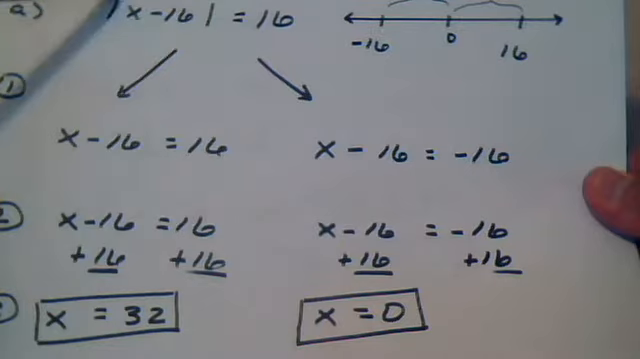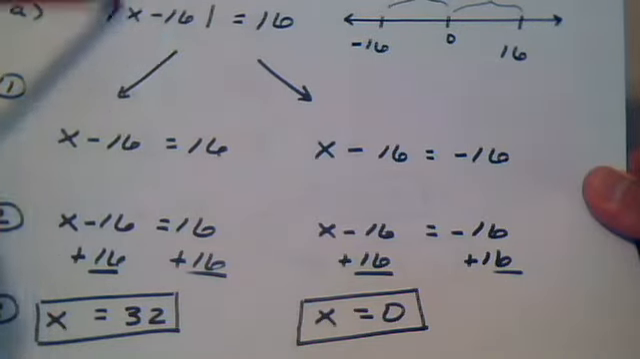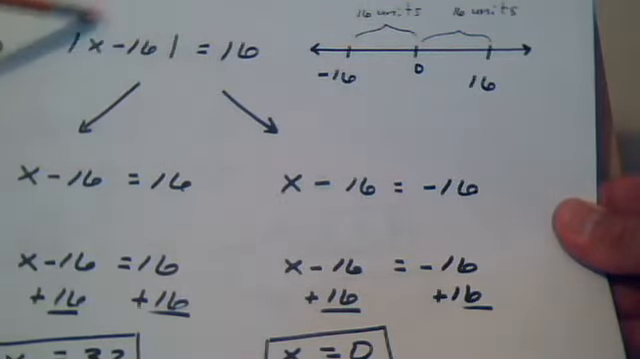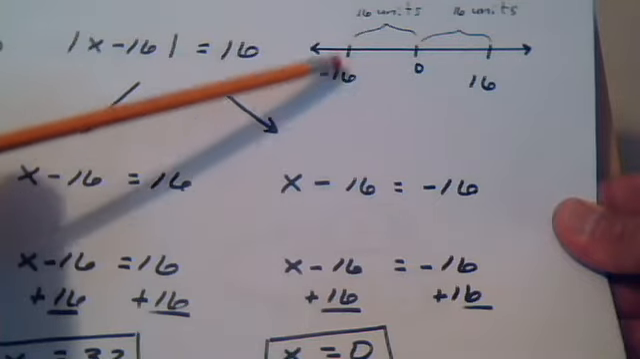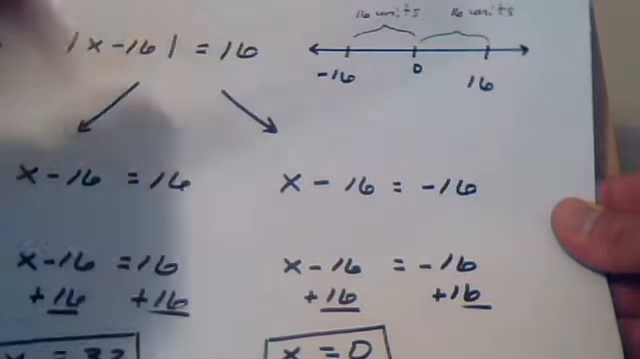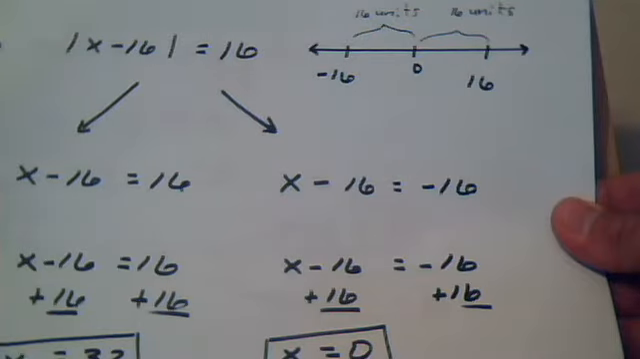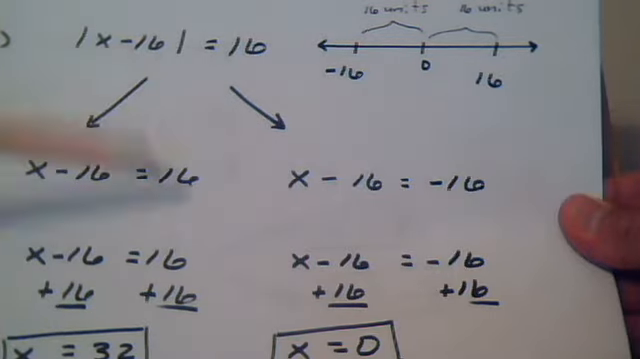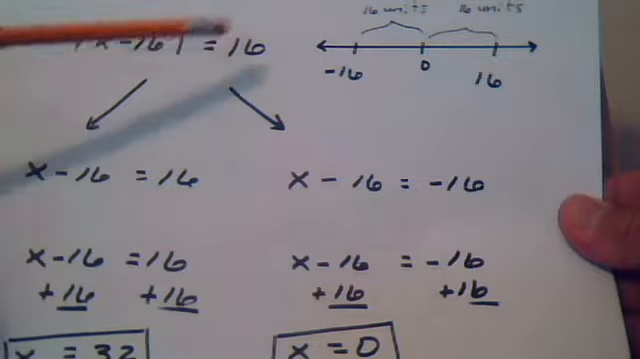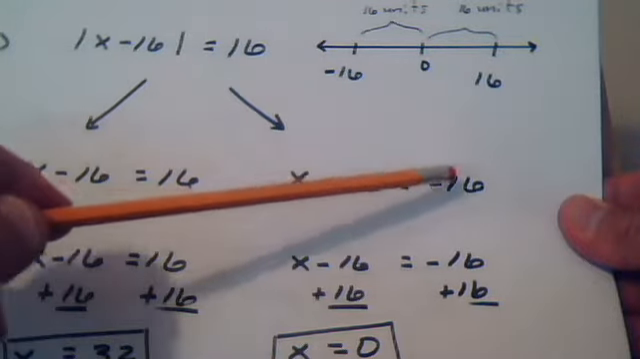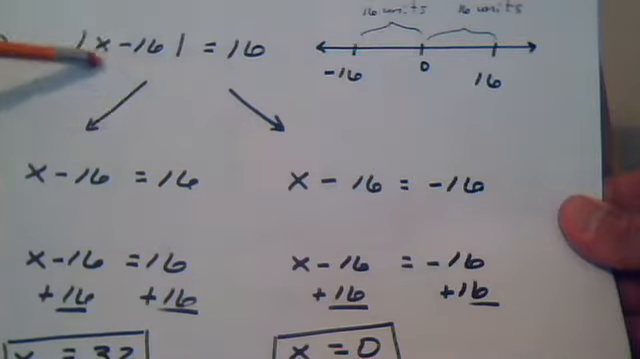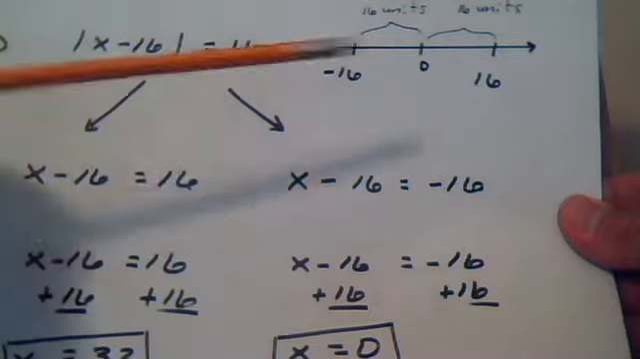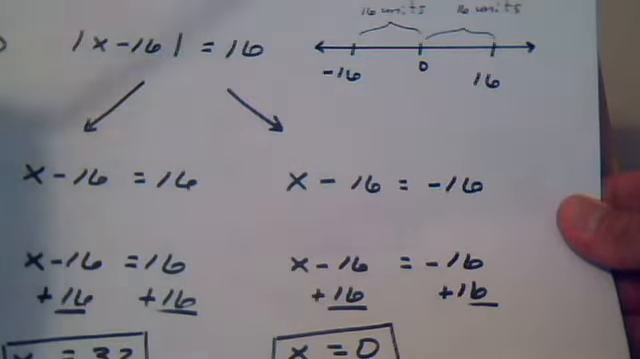Well, the absolute value x minus 16, that number is 16 units away from 0. So the number that this represents, x minus 16, is either here or here. Given that, what would the x have to be? So you write this, you copy it, x minus 16 equals 16, and then x minus 16 equals negative 16. Since the distance that this expression is away from 0 is 16, this expression can be at the 16 mark or at the negative 16 mark on the number line.